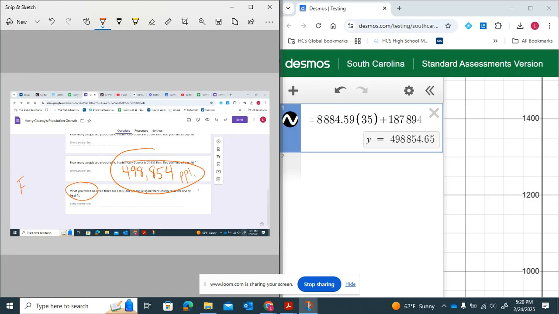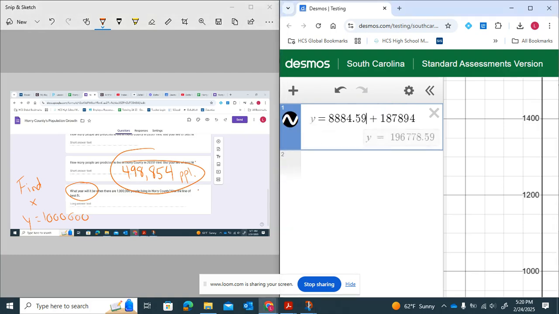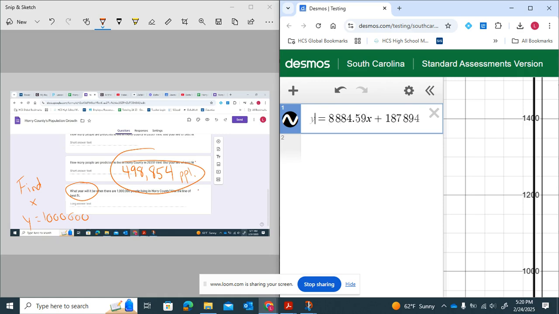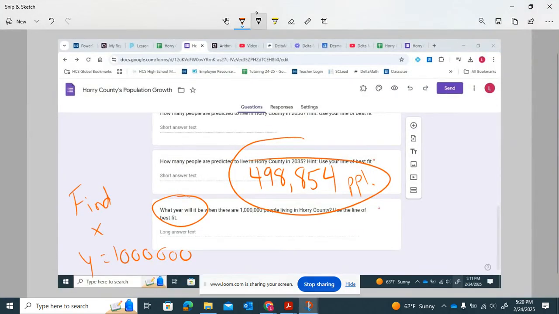Then the very last question says, what year will it be? It says basically years is X, so find X when Y equals 1 million. There are 6 zeros: 1, 2, 3, 1, 2, 3. So this time you are keeping this in X and changing Y to a million. You would actually have to solve this equation.